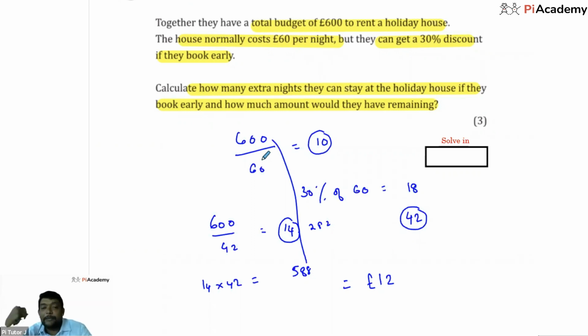So 600 divided by 42 is 14 nights. They can stay for 14 nights. But 14 times 42 is 588. So 600 minus 588 is £12 left.